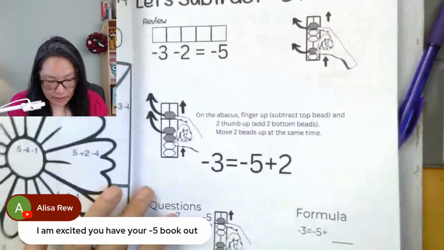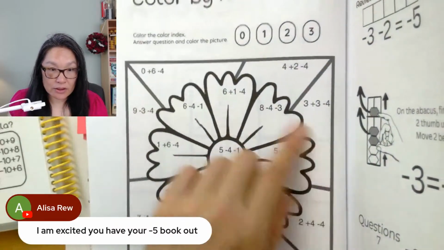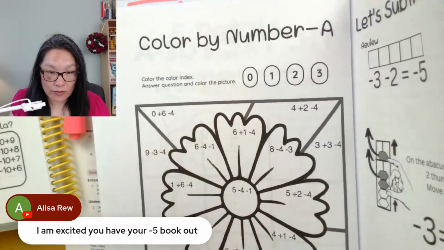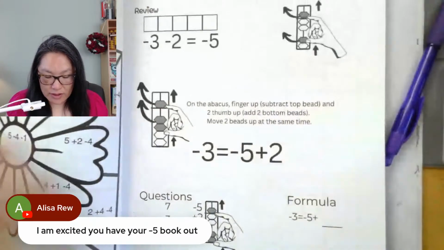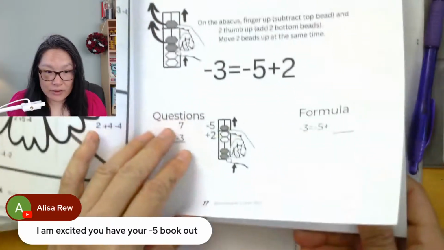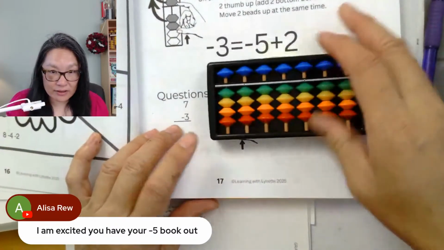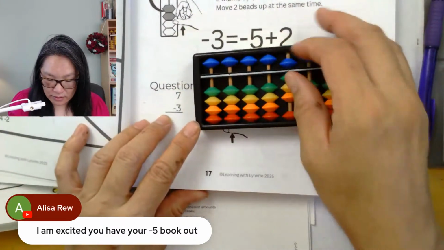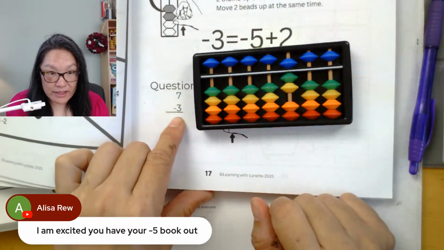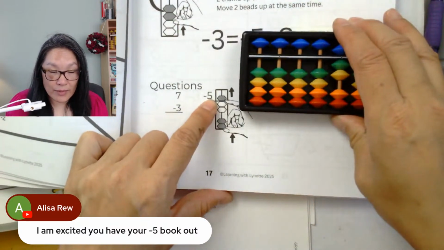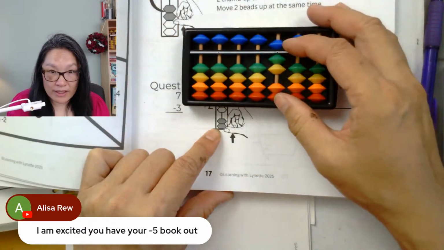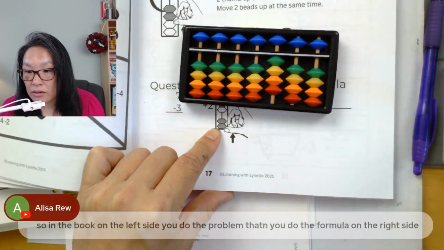Tic-tac-toe, same thing. Color by number, right? And this is focusing on the number 4. Take away the 4, take away the 4. And then here's the minus the 3. So we have 7, minus 3. Cannot take away the 3. I need to minus the 5 plus the 2. Minus the 5 plus the 2.